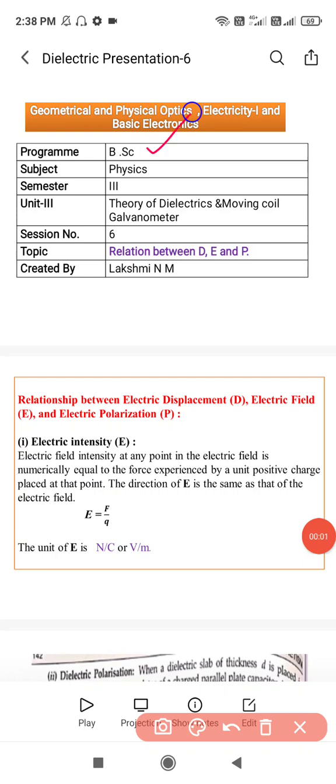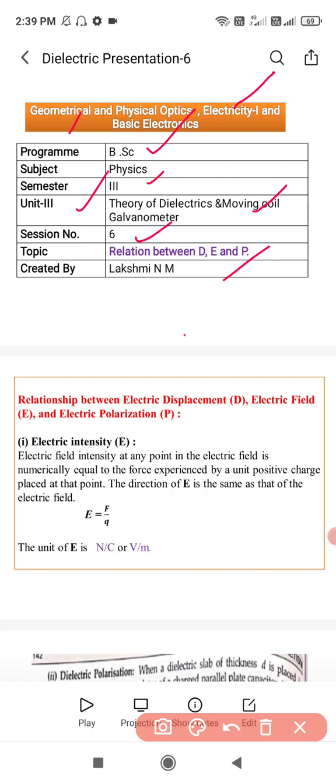Welcome to the physics session, BSc third semester, paper name Geometrical Physics and Optics, Electricity 1 and Basic Electronics. In this paper, Unit 3: Theory of Dielectrics and Moving Coil Galvanometer. In this sixth session, we learn about the relationship between D, E and P.